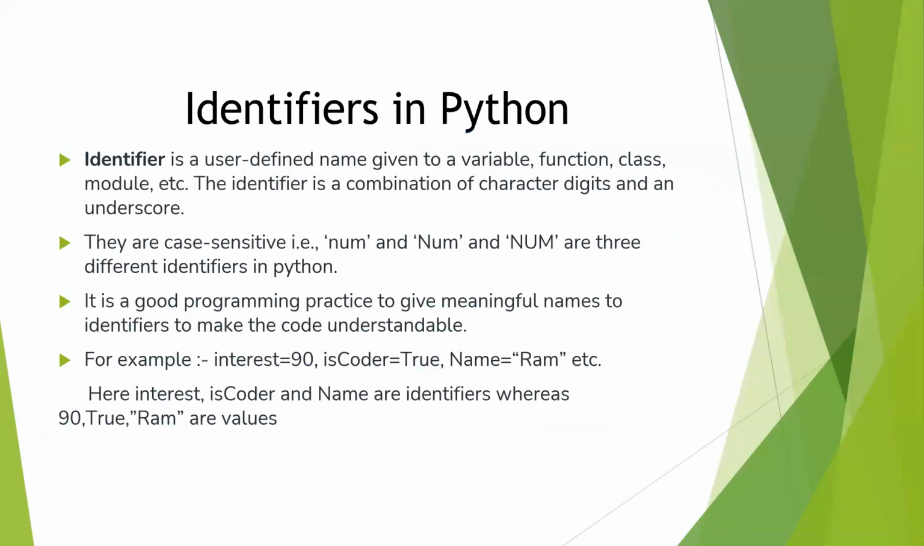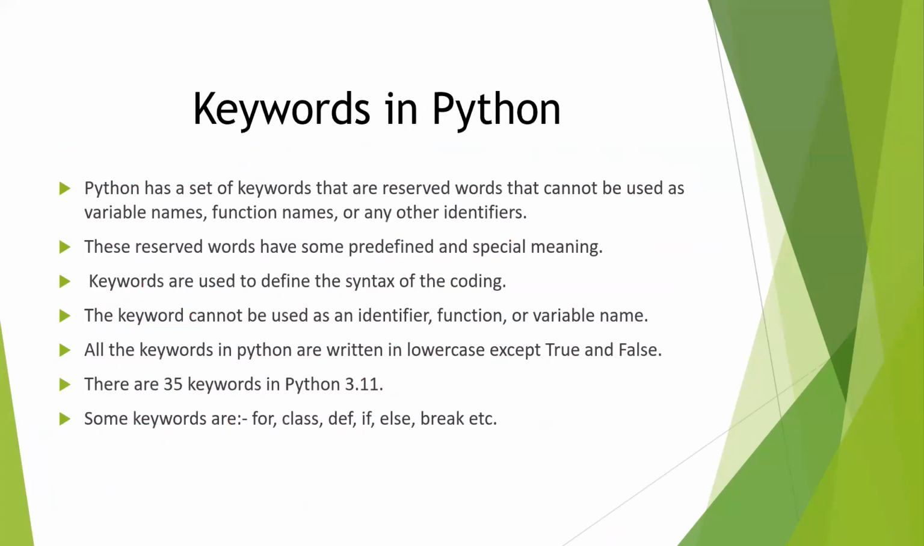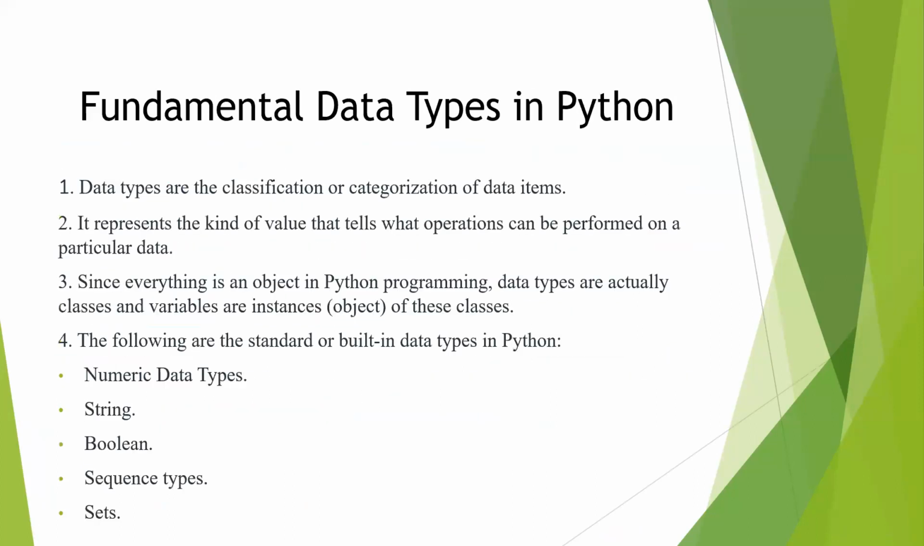So this is the quick recap of identifiers, then the naming rules of identifiers, and keywords. Now let us come to fundamental data types. And yesterday I told you what data types are. Data types are simply the labels. So which labels?